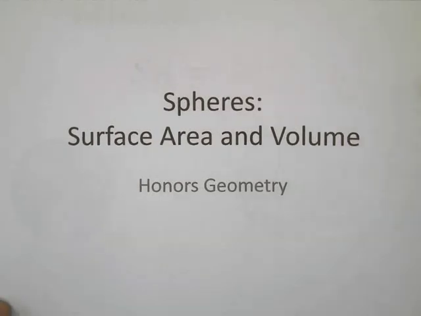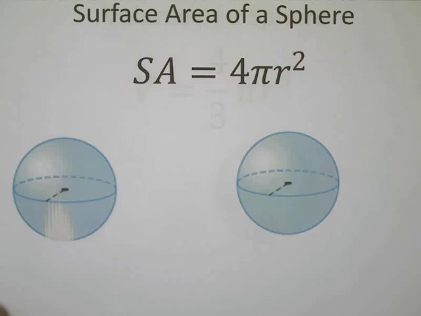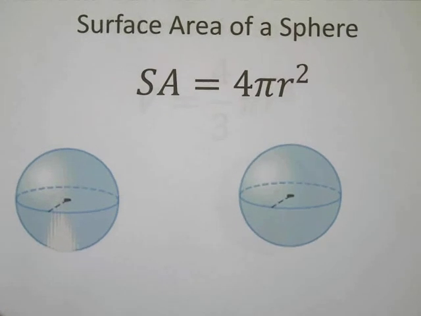First things first, let's talk about the formula for the surface area of a sphere. The surface area of a sphere, pretty simple. It can be found by using the formula 4 pi r squared. Now, I'm not going to explain how they got this. It actually involves a little bit of calculus if you really want to understand surface area and volume of a sphere.